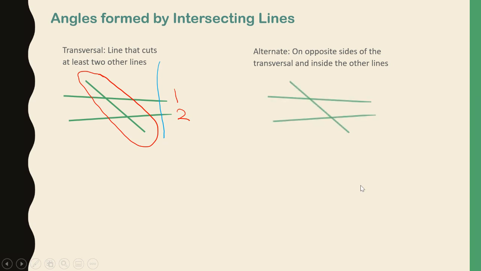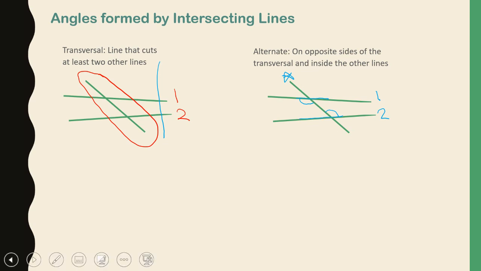The first one is alternate. Okay, it makes more sense if I show you in the diagram. So the definition is on opposite sides of the transversal and inside the other lines. So let's just firstly identify which one is the transversal. The transversal is this one, because it's cutting 1 and 2 lines. Okay, so on opposite sides of the transversal and inside the other 2 lines, this angle here is alternate to this angle here because they are on opposite sides of the transversal. One's on this side, one's on that side, and they're inside line 1 and inside line 2.